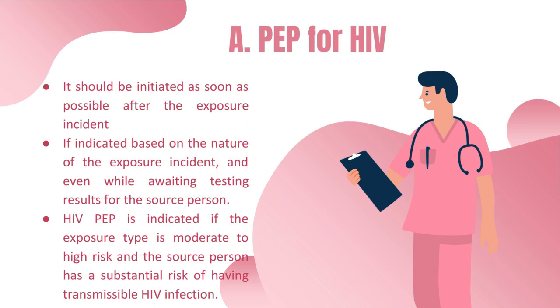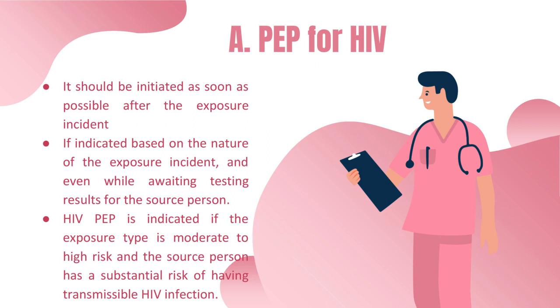If the source person is of unknown HIV status but at high epidemiologic risk, or is HIV positive and unavailable or does not provide consent for additional viral load testing or verification of undetectable status, an assumption of a substantial risk for transmissible HIV infection must be made.